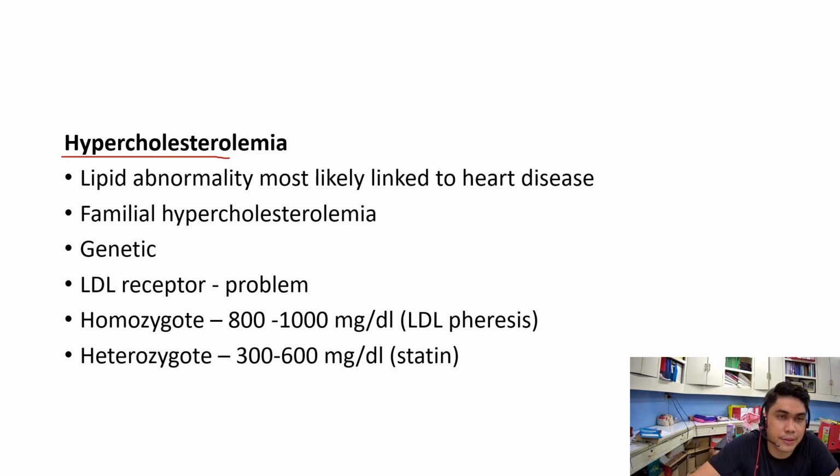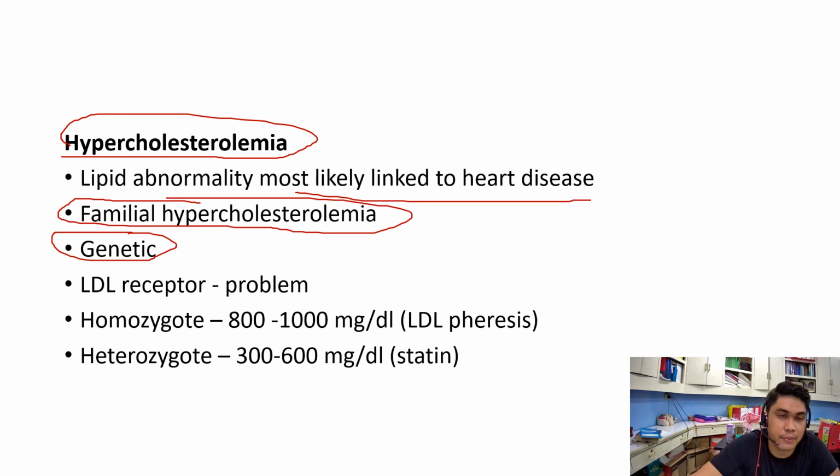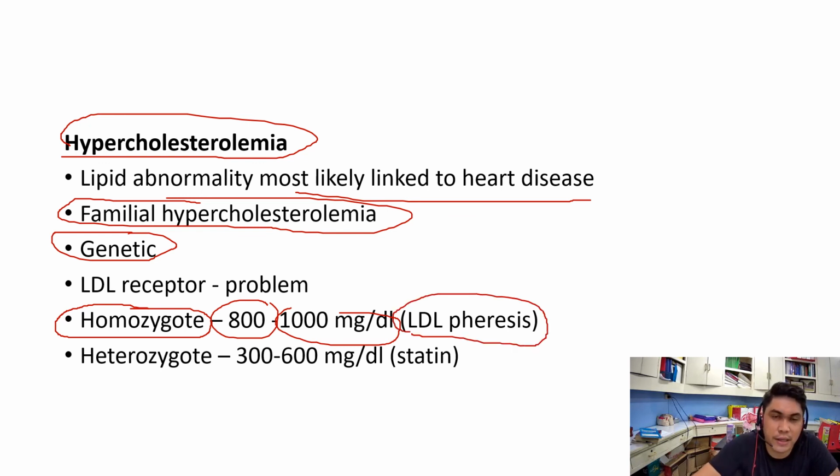Okay, so next is hypercholesterolemia. This is a type of lipid disorder that is usually linked to heart disease. For familial hypercholesterolemia, meaning because of genetics, for example both parents have hypercholesterolemia, the product is a homozygote individual. For a homozygote individual, usually the concentration of cholesterol is from 800 to 1000 mg per dL, and the treatment is LDL pheresis or removal of excess LDL. And for heterozygote, the expected concentration of cholesterol is from 300 to 600, and the medication is to use statin.